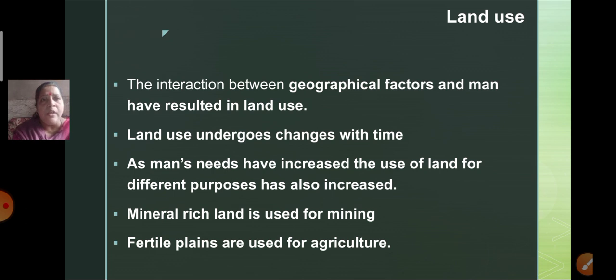Now, if a land is mineral rich, then for what purpose will that land be used? It will be used for mining. If the land is fertile, what is the use of fertile land? It will be used for agriculture. So in this way, various lands, according to their value, will be put into use. Mineral rich land will be used for mining. Fertile plain land will be used for agriculture. In this way there are many uses of land.